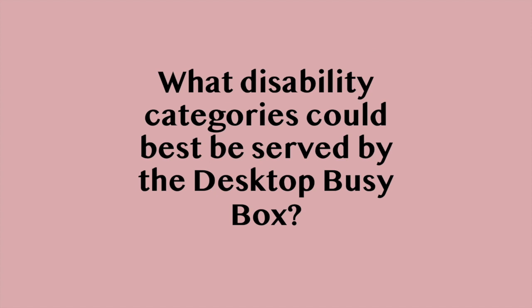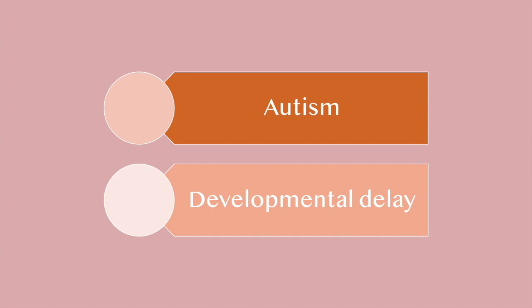What disability categories could best be served by the Desktop Busy Box? The disability categories would be autism and developmental delay. A student with autism could use this as a nice sensory toy, and those with developmental delay could use it as a learning toy to learn colors or to learn a cause and effect relationship.